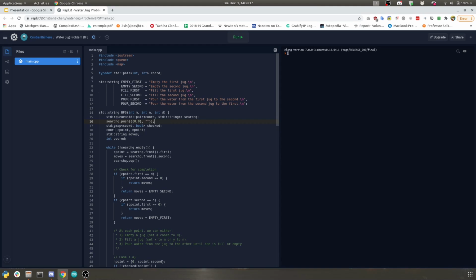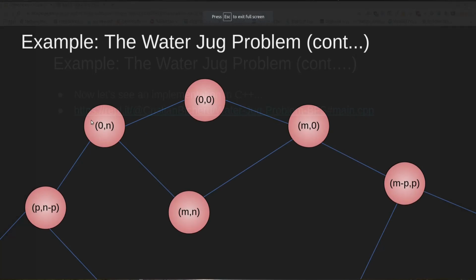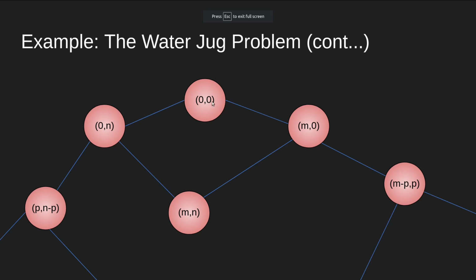And then with BFS, you have the map of checked coordinates. If I show you here in the example, if we didn't have that map, we could potentially have an infinite cycle, where we fill the first jug, fill the second, empty the first, empty the second, and then we just go on infinitely.